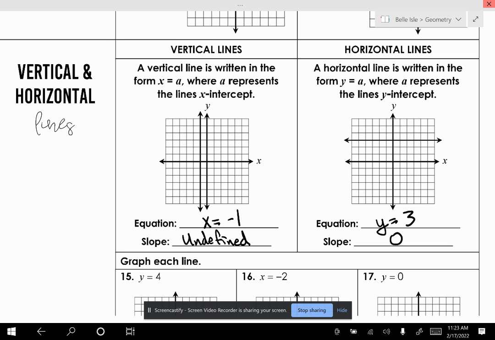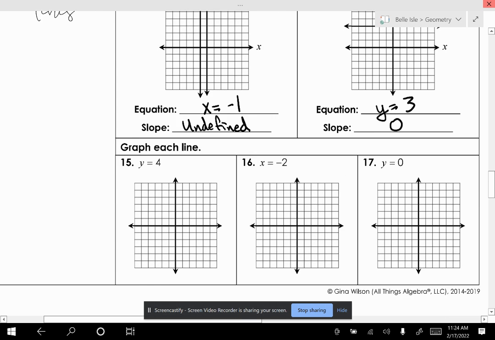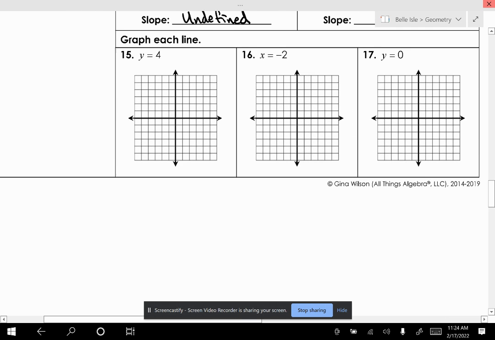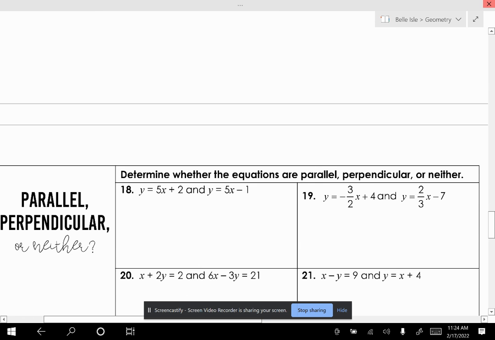All right. So, do we feel like we need some practice problems on the vertical and horizontal? He's lying. We'll skip it then.